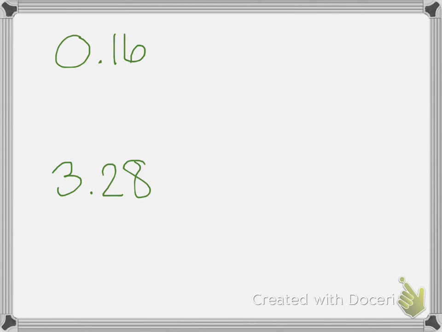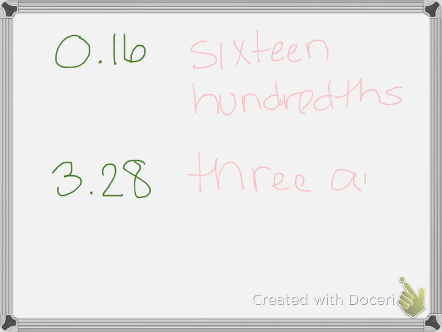Number 4 says write each decimal in words. So this one is 16/100. Which is just like 100, but with a TH. And then we have 3 and 28/100. So remember, we write our whole number. Our decimal point is and. 28/100.